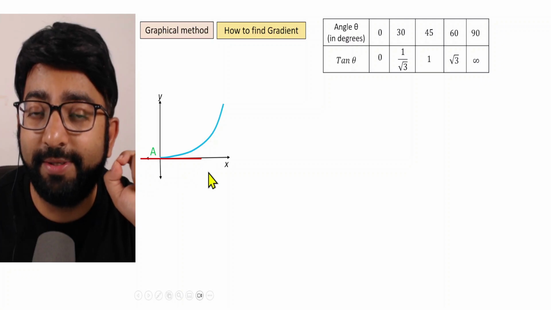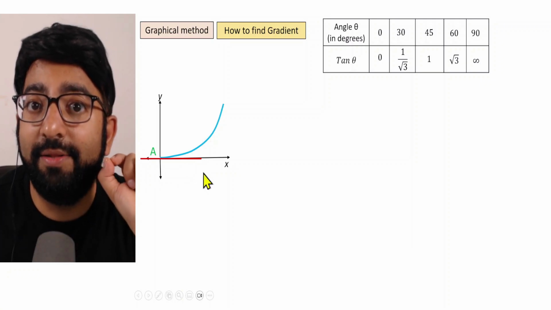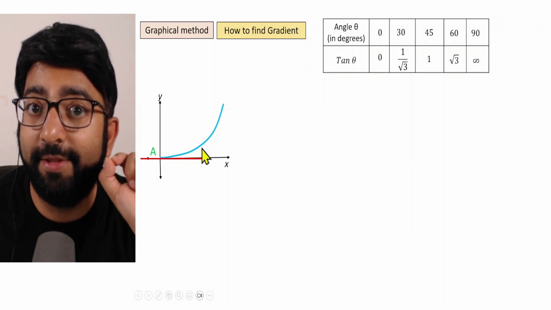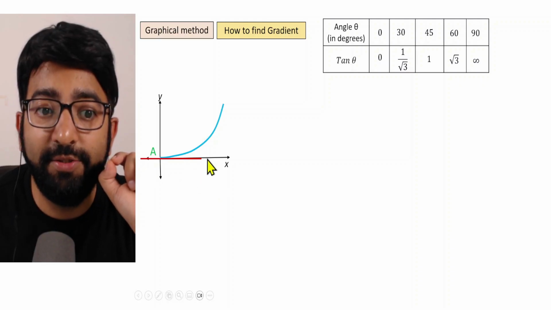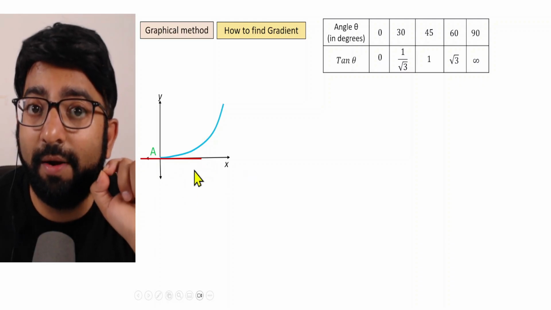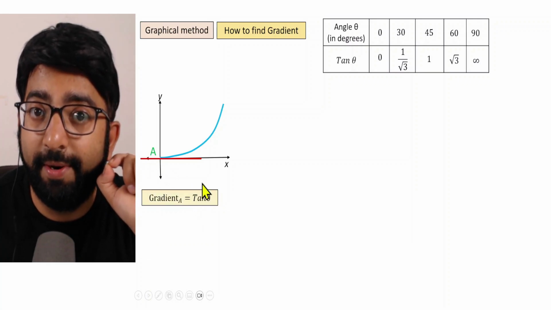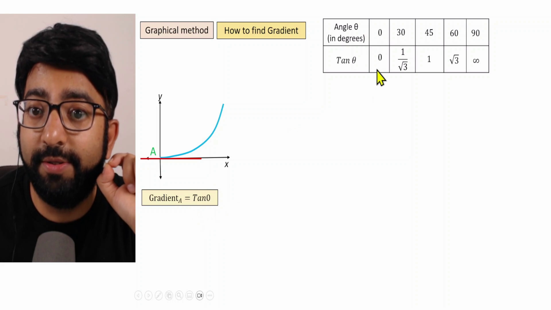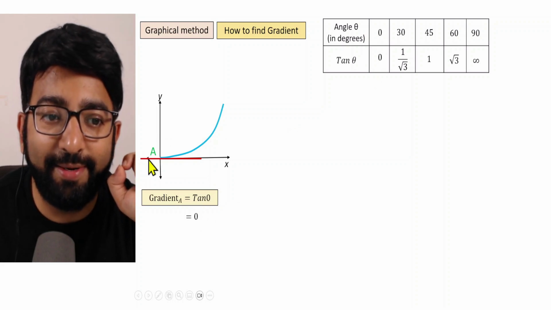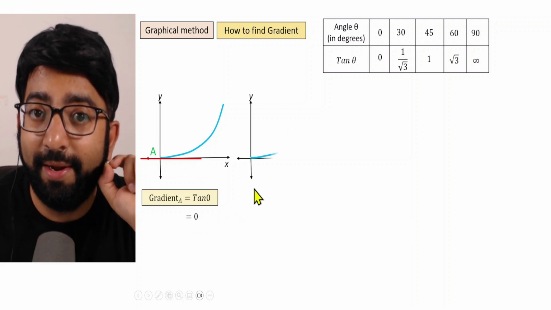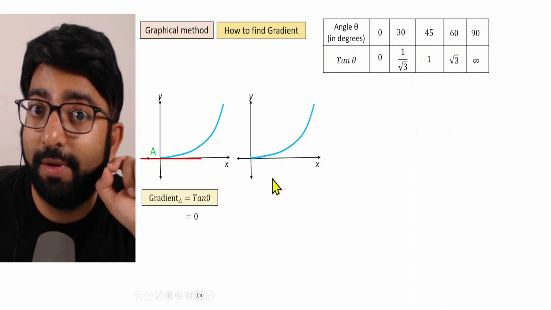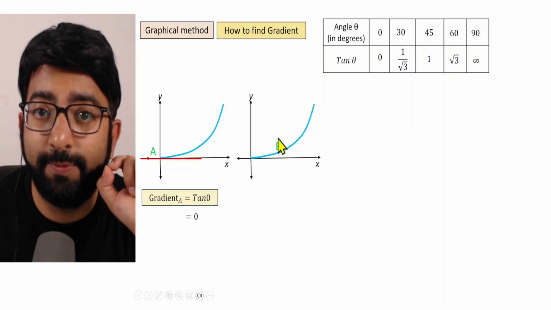Hence, it is parallel to the x-axis. Step two, find the angle theta which this tangent makes with the x-axis. In this case, the tangent is along the x-axis, so theta will be 0 degrees. Hence, the gradient of the graph at this point A will be written as tan 0, and tan 0 is 0 only. That's why the gradient at the point A is just 0. Let us try to figure out the gradient of the graph at a different point. So let's say at this point.